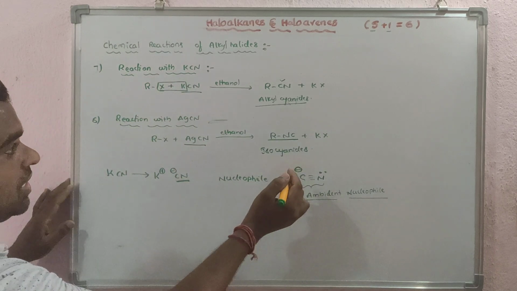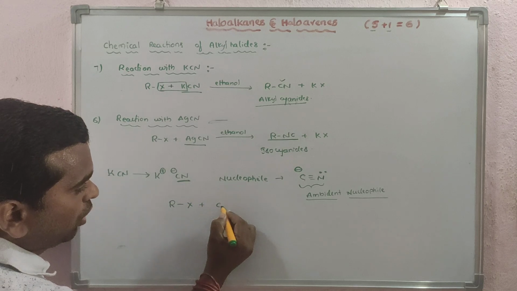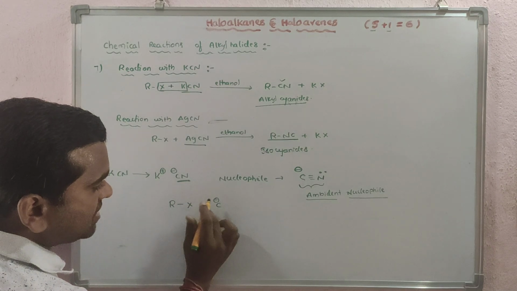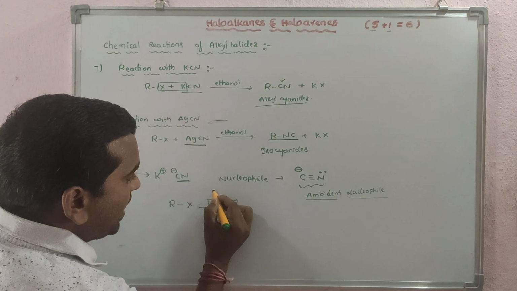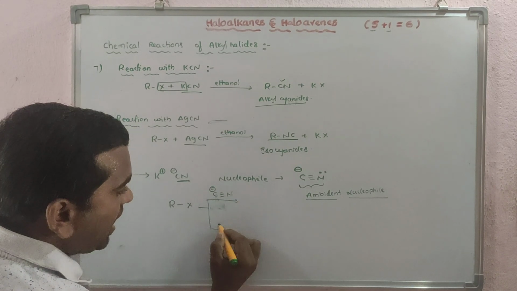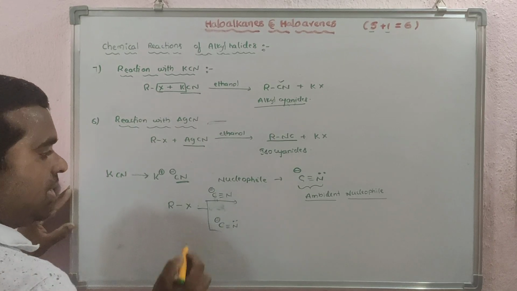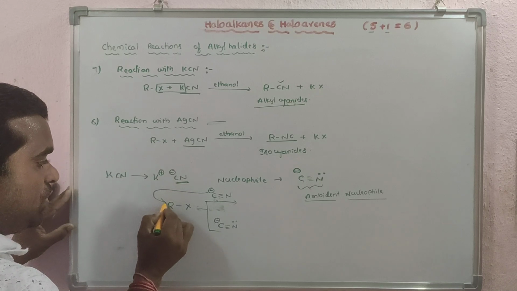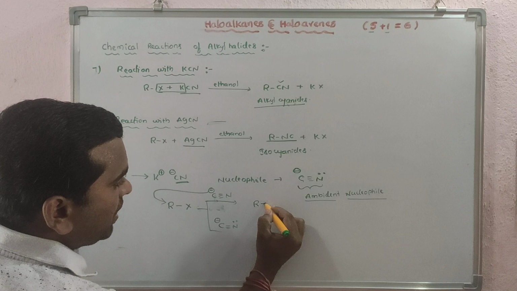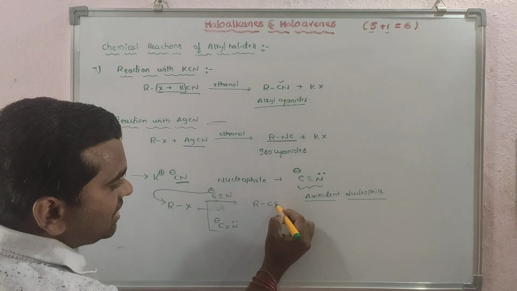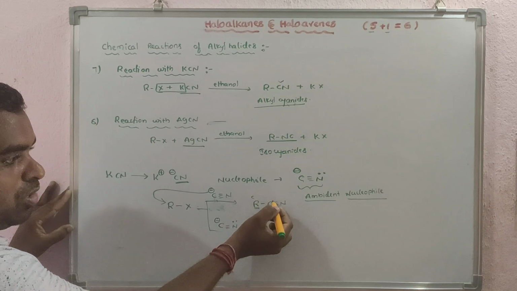But when it reacts with alkyl halides, we have two possibilities. In cyanide, C triple bond N, if carbon acts as the nucleophile, then you will get the compound R-C triple bond N. R means alkyl, which is carbon, so you will get a carbon-carbon bond here.